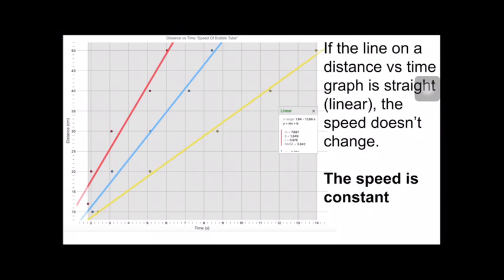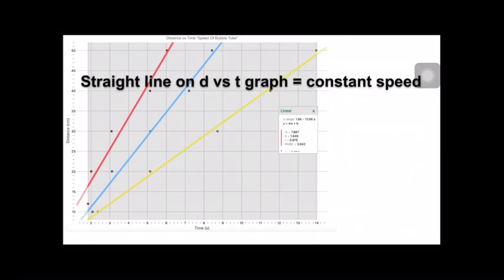So if the line on a distance versus time graph is straight, that means the speed is not changing. It means the speed is constant. The speed is whatever it is, it's constant right here, it's the same right here, it's the same right here. The slope is constant, so the speed is constant. A straight line, again, on a distance versus time graph means constant speed.